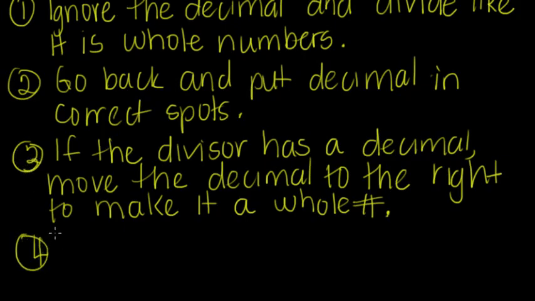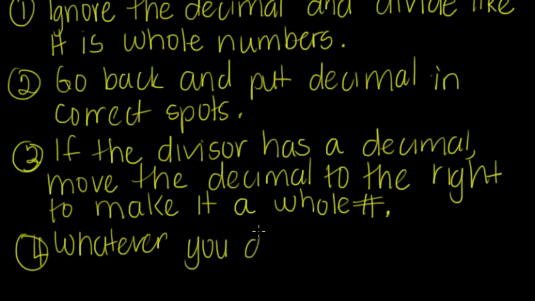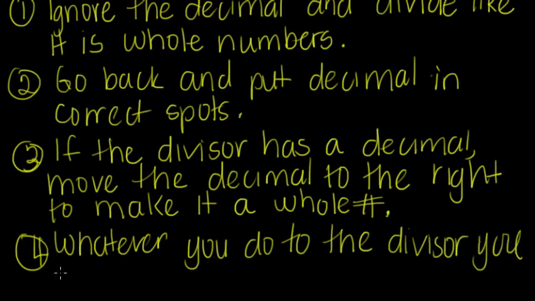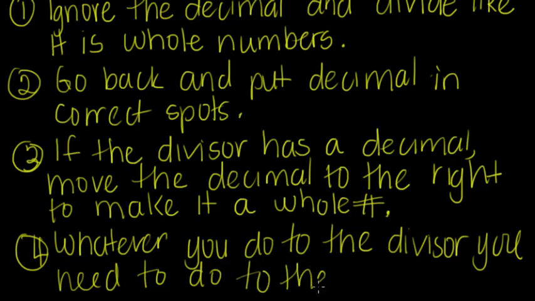The next step is whatever you do to the divisor, you have to do to the dividend. So for example, if you had to move the decimal over 3 times in the divisor, you need to move the decimal over 3 times in the dividend. We call it copycat. You got to treat them fairly. You got to be nice to both of them. Not one gets to move more than the other.